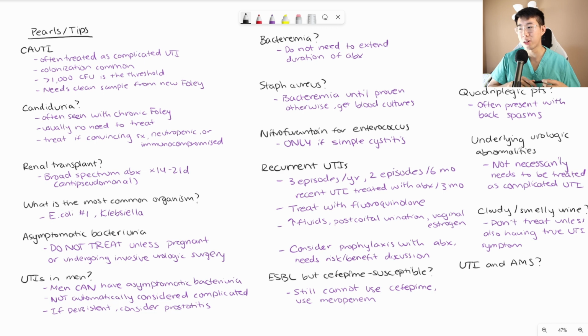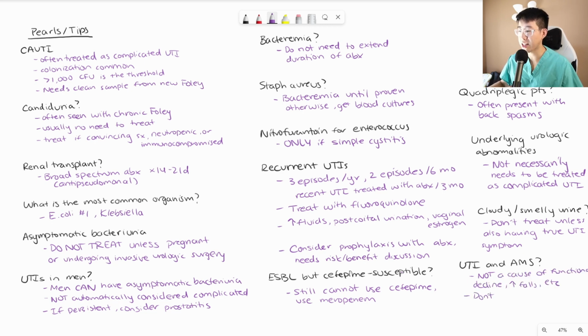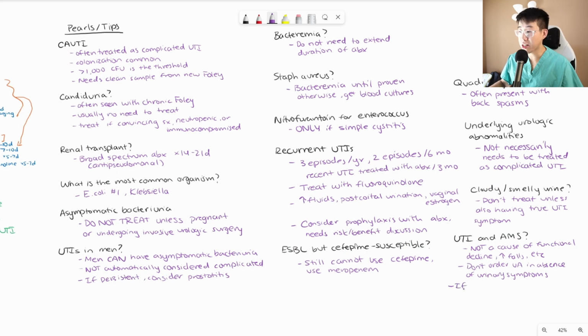So there's a couple key points that they make. First, they say there's no evidence that UTIs in the elderly are a cause of decreased functional performance, like increased falls or weakness. They recommend not ordering a urinalysis if there's an absence of any urinary symptoms. If there is a positive UA that was obtained on admission, for example, there is no need to treat immediately. The reason is that studies found that watchful waiting and trying to reverse other causes first was not associated with worsened outcomes in this patient population.